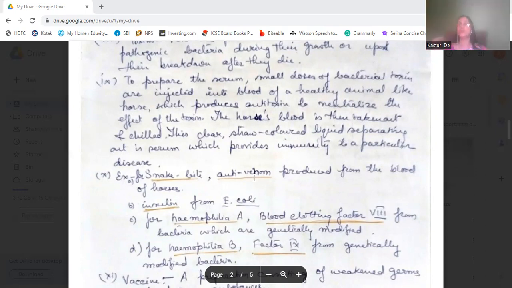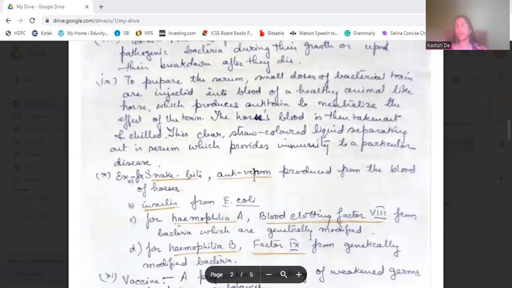For example, for snake bite, anti-venom. When the snake bites, it produces a venom, and to neutralize that, anti-venom is produced from the horse's blood. Then the hormone insulin. When somebody has diabetes, doctors suggest taking insulin as injections. This insulin hormone is prepared from E. coli.